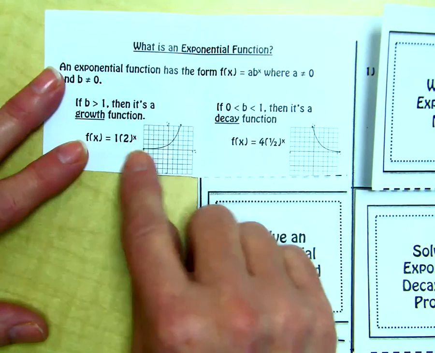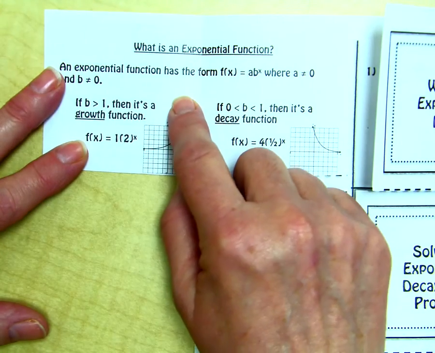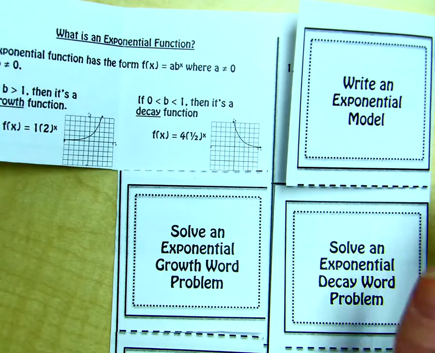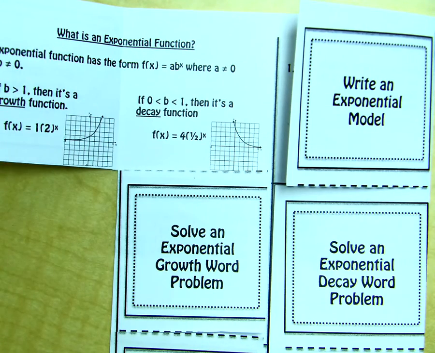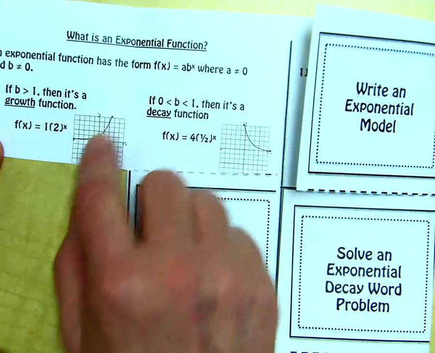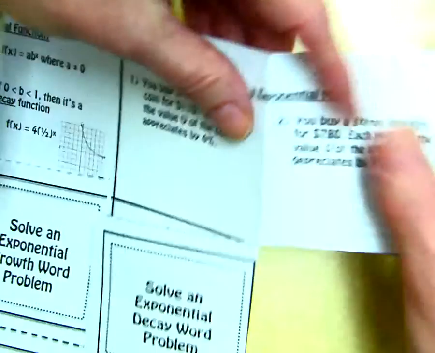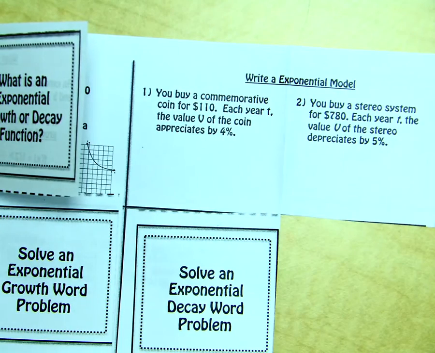You can see from the graph here that it increases from left to right, so that's growth. On this one, it decreases from left to right, so that's decay. So you already get the idea of increase and decrease. Increasing function, growth. Decreasing function, decay. Okay, so an exponential model, we have two examples here.